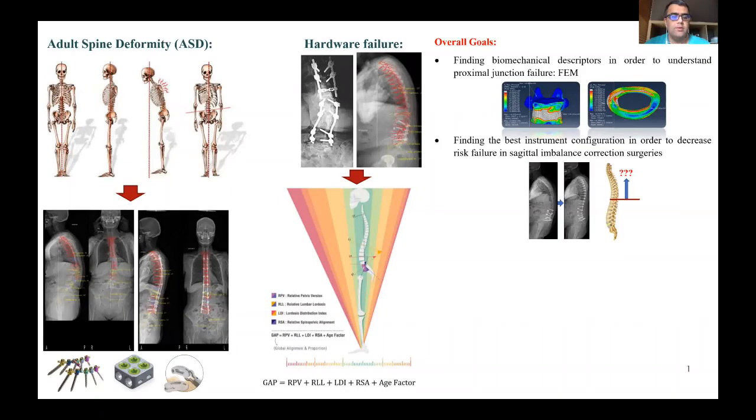First, a biomechanical objective: to find biomechanical descriptors to understand proximal junction failure using finite element modeling and computational simulation. Second, a clinical objective: to find the best instrument configuration in order to decrease the risk of proximal junction failure.